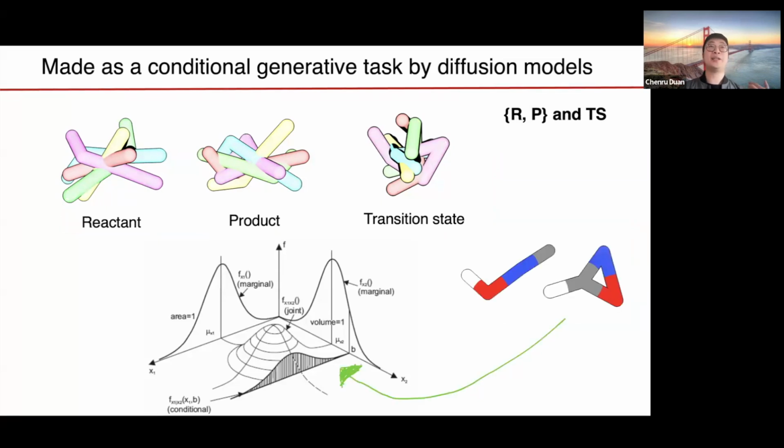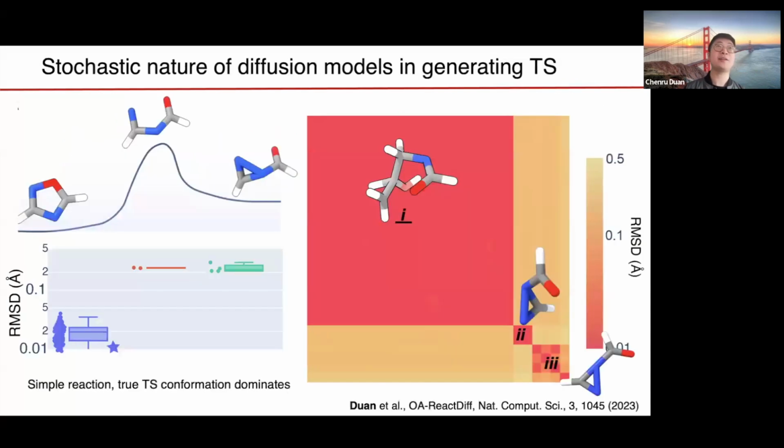But when we really generate a new molecule, we'll just put the reactant and products as the condition, such that it will automatically get the marginal as the transition states. So how well does it work? Okay, it works well for smaller molecule generation.